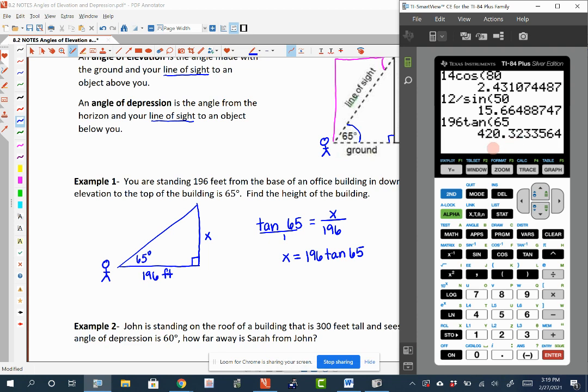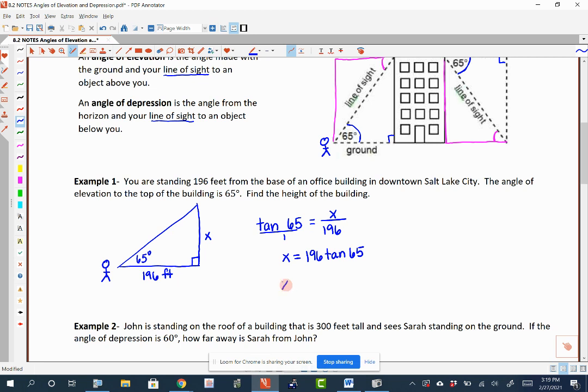So the height of my building is about 420.3, and we'll make sure we use our units because we're in feet. So the height of my building is about 420.3 feet. The biggest part about these problems is going to be setting up your picture, and being able to understand what you have and what you're trying to find.